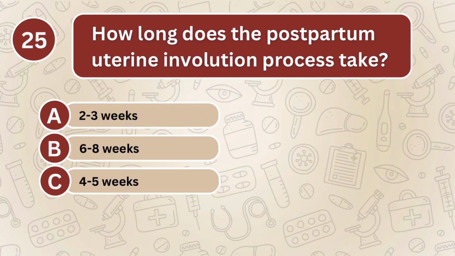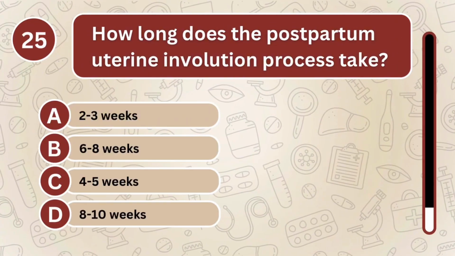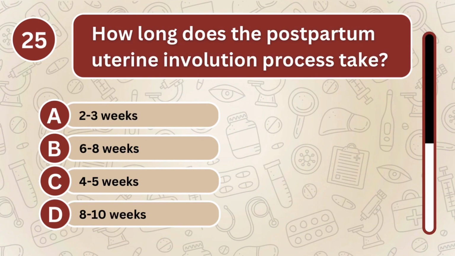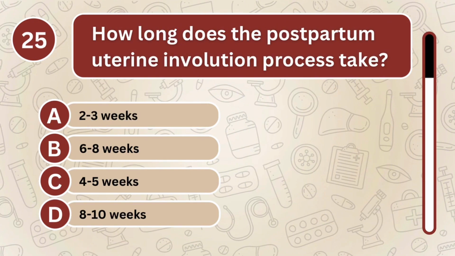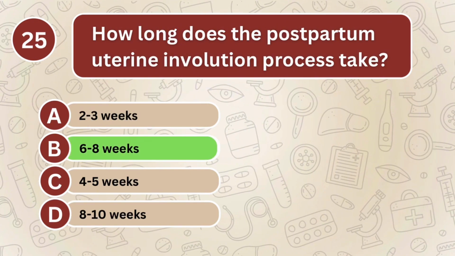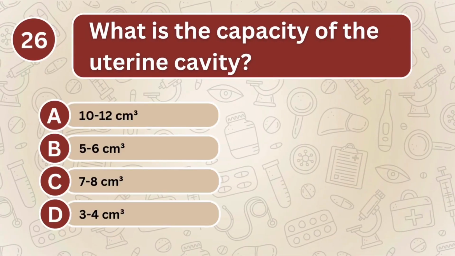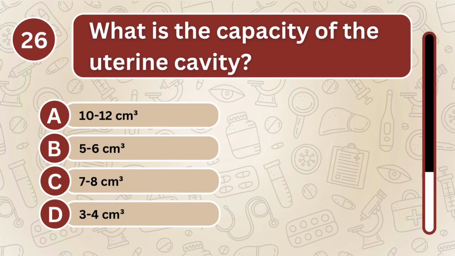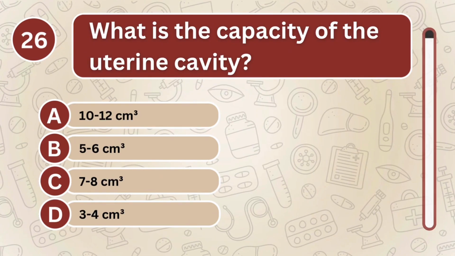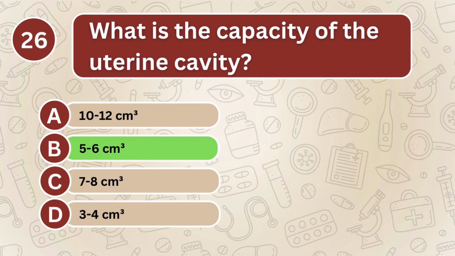How long does the postpartum uterine involution process take? Between 6 to 8 weeks. What is the capacity of the uterine cavity? The correct answer is B.